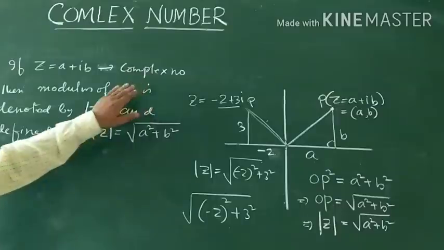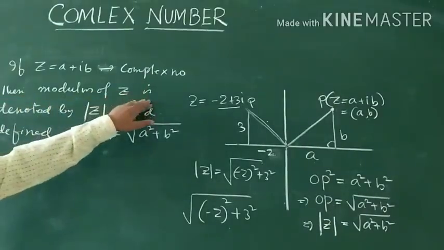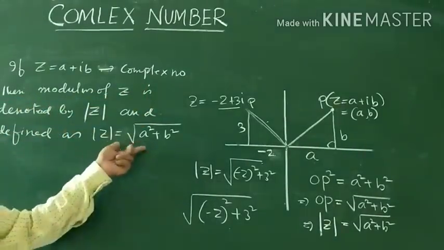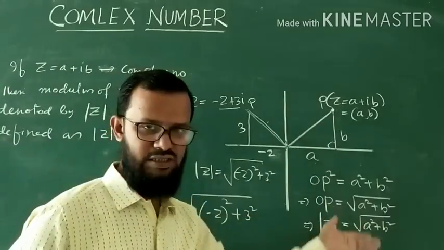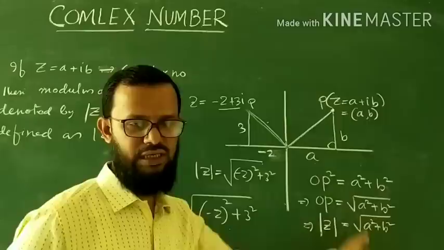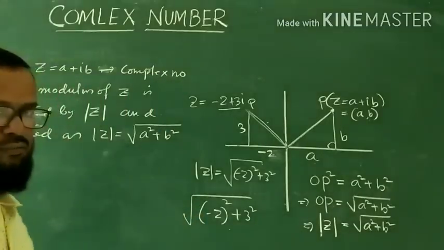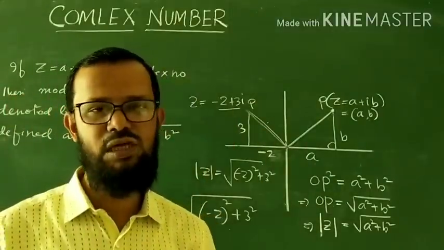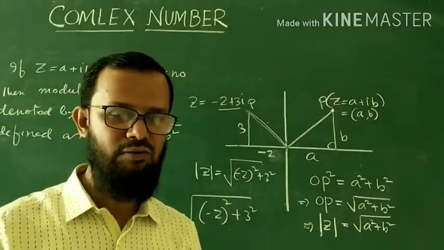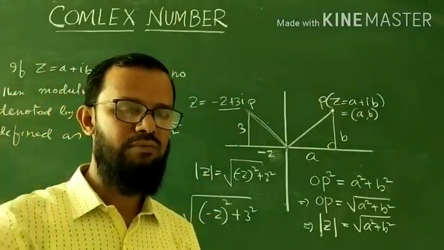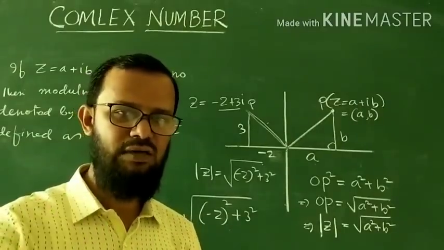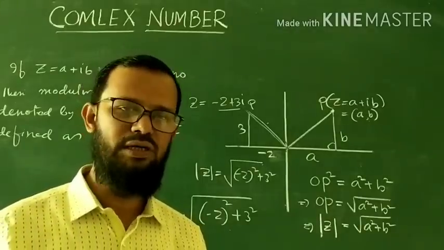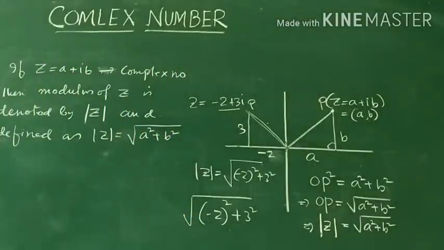If Z is equal to A plus iB is a complex number, then modulus of Z is denoted by this symbol and defined by this. Why is it defined by this? Because from the figure it is clear, okay. So whenever I say modulus of a complex number, आपको visualize करना पड़ेगा कि ये क्या है, origin से complex number तक distance है, and complex number is denoted by a point, so very simple, okay.